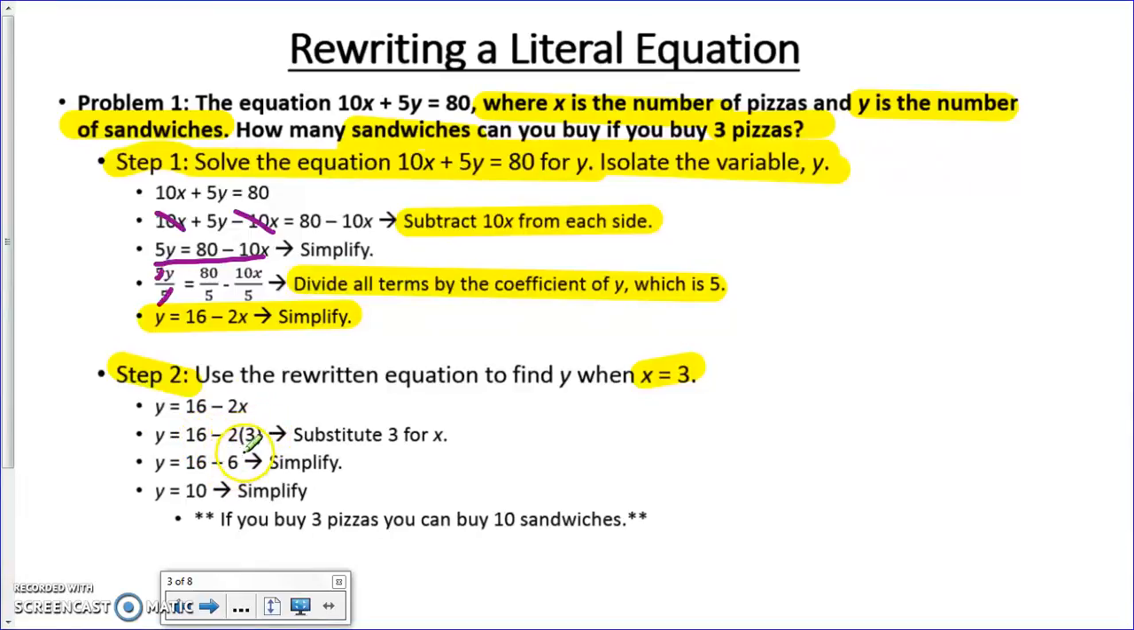Order of operations, multiplication first. 16 minus 6 is 10. So y equals 10. Always go back and answer the question. The question is, how many sandwiches can you buy if you buy 3 pizzas? Well, here's a simple statement: if you buy 3 pizzas, you can buy 10 sandwiches.